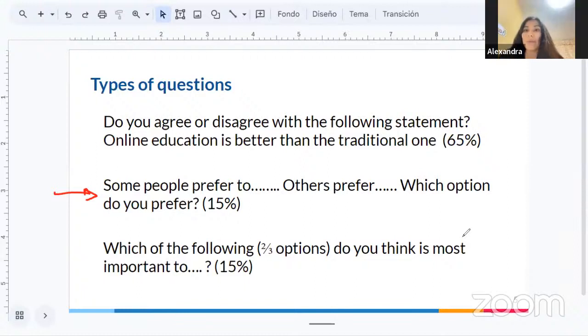Sure. Some people prefer to, others prefer. Which option do you prefer?